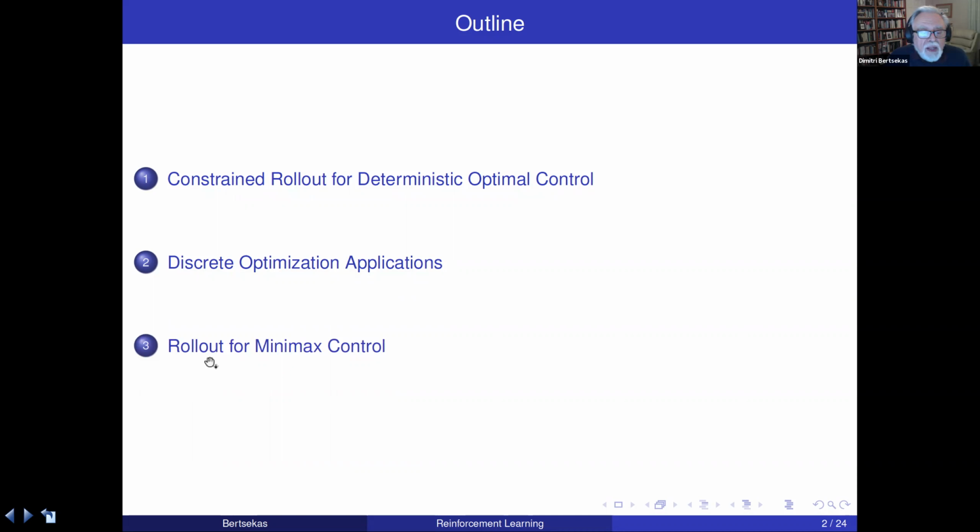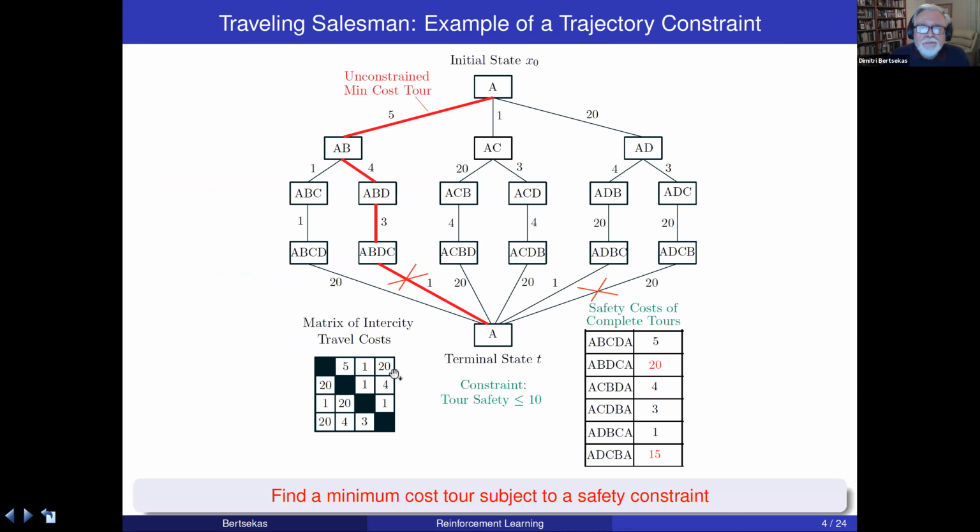Then we're going to look at a different type of problem where instead of minimizing the expected value of the cost function, we minimize against the worst possible choice of an adversary. This leads to Minimax Control and game theory, and we're going to discuss how rollout can be used within that context, as well as more generally, approximation in policy space, in value space. So let's start with constrained rollout.